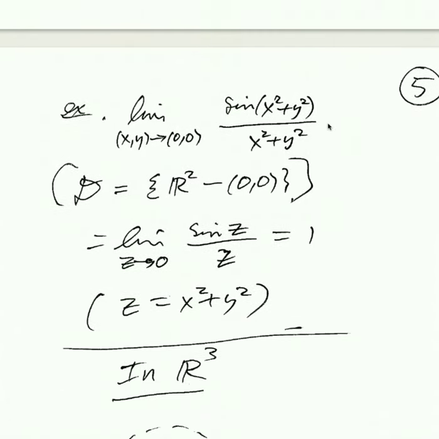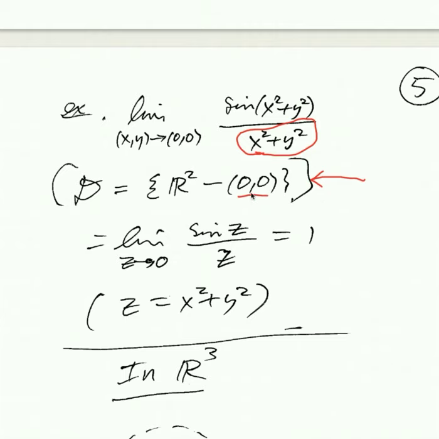This one's easier. Let's look at the function sine of x squared plus y squared divided by x squared plus y squared. The only place where x squared plus y squared doesn't exist is at the origin. So the domain is all real numbers except the origin. By the way, is this domain open, closed, or neither?